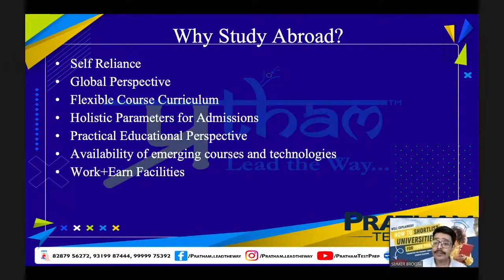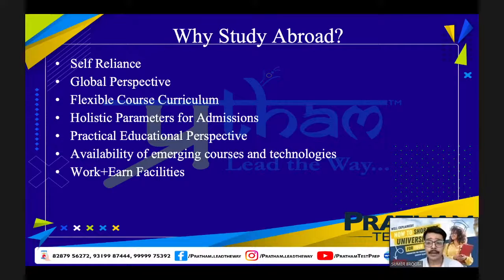It also has a flexible course curriculum, right? So there is a concept of majors and minors in certain countries wherein you can choose your entire education. You can design your entire education in that particular manner. So probably I can take up a major in psychology and a minor in anthropology, right?